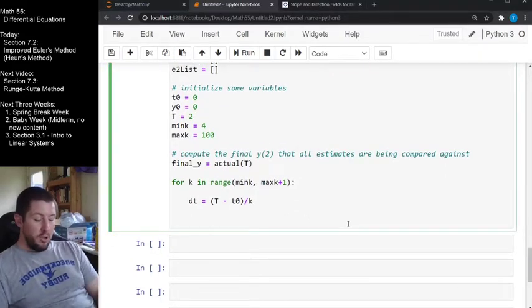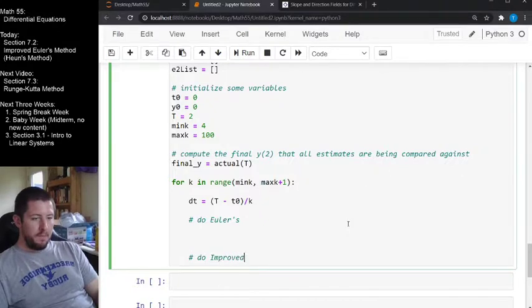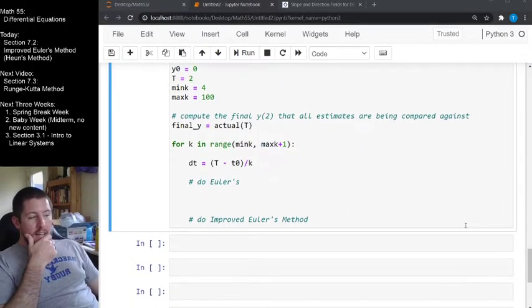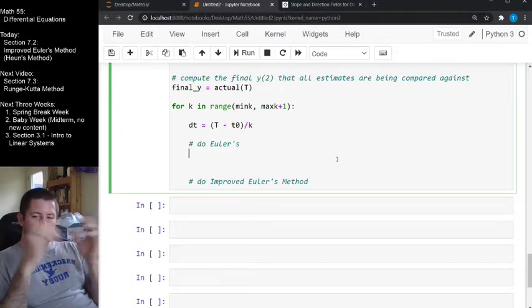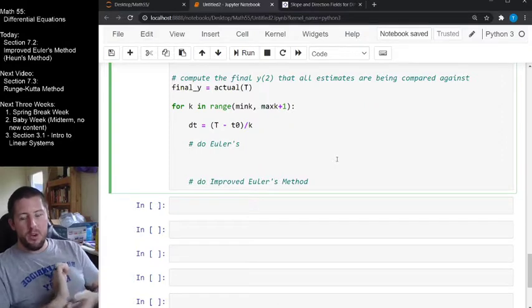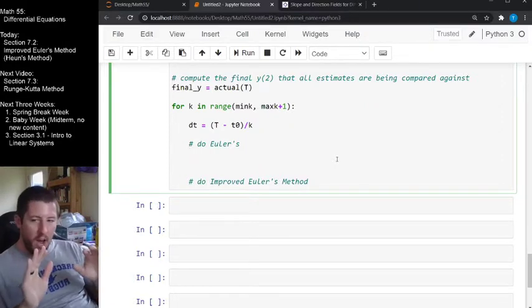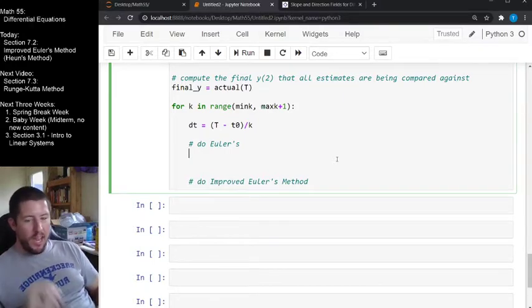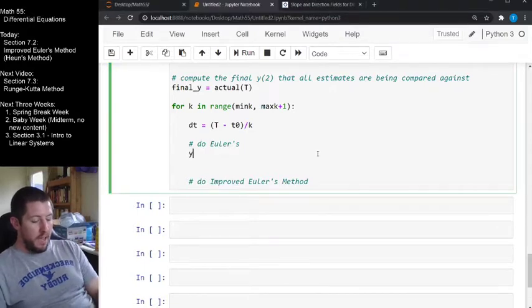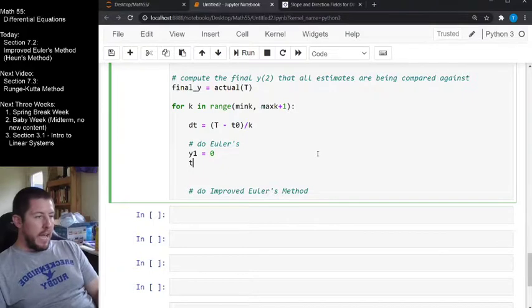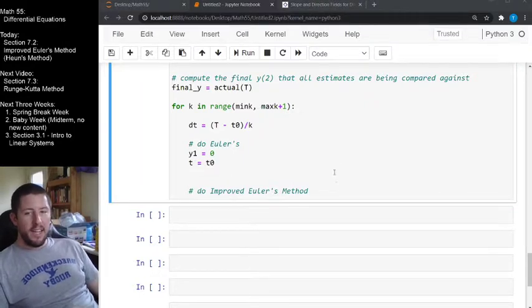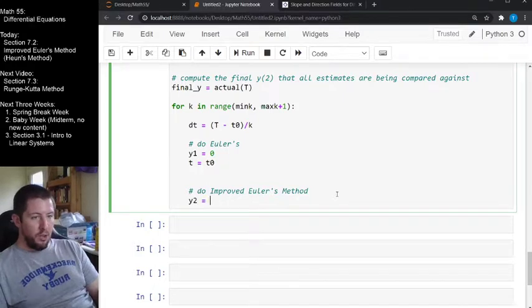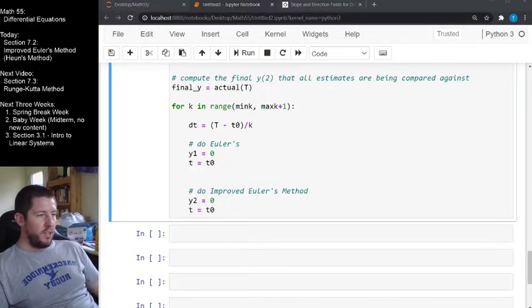So now we can go ahead and do Euler's method, and then we're going to do improved Euler's method. Euler's method in itself isn't a for loop. But I don't really care to save my y lists and t lists here. I'm only interested in the final y we would get to at the end of Euler's method. So I'm going to say my y1 is always going to start at 0, and my time is always going to start at t0. I'm just calling it y1 to indicate Euler's versus improved Euler's. Here I'm going to say my y2 is 0 and my t is t0. That's how each of those are going to start.